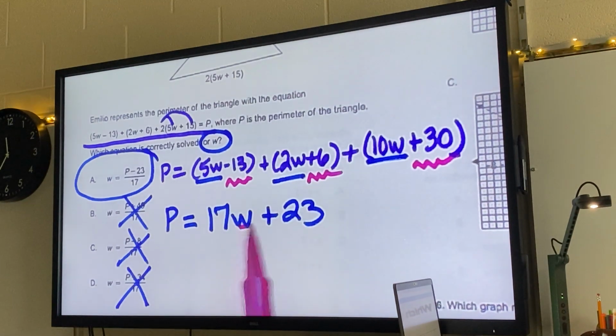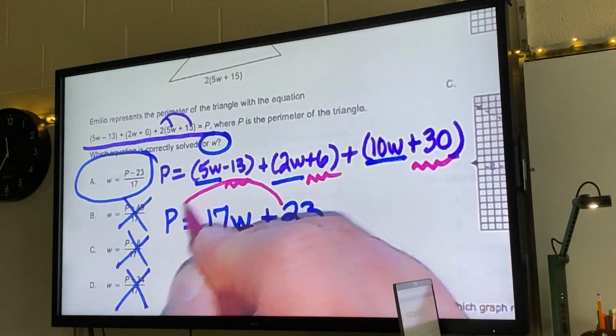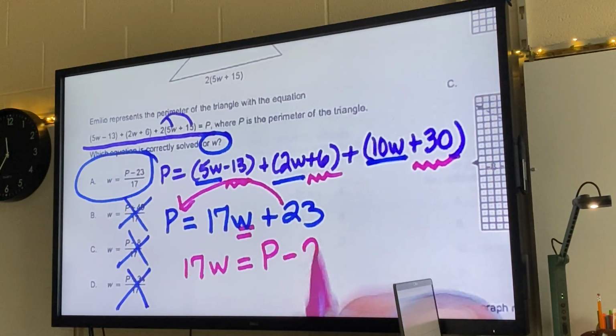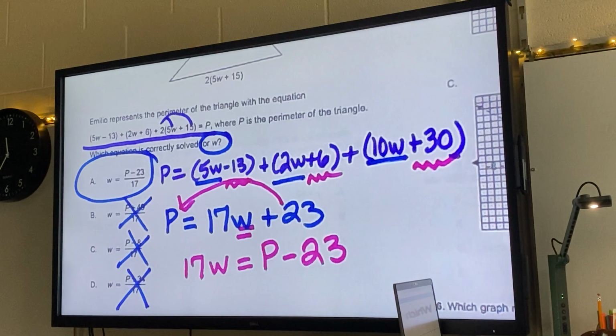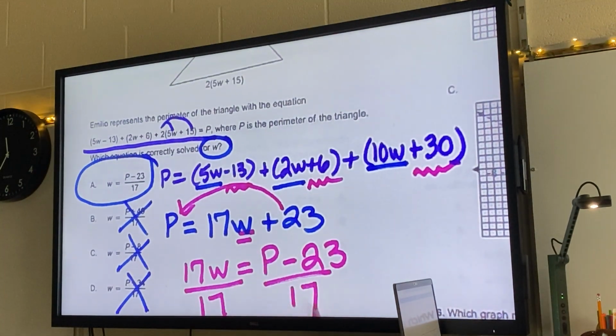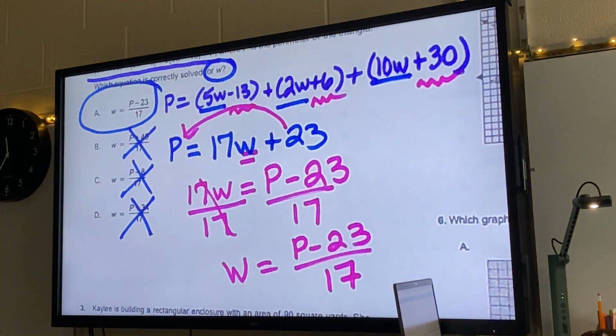So to get W by itself, who we kicking out first, 17 or 23? 23. When you kick it to the other side, what's going to happen to it? It'll become a negative. And then you got a 17 beside W, so we will divide. Alright, so W is P minus 23 over 17. Woohoo! Sorry about that. We good?